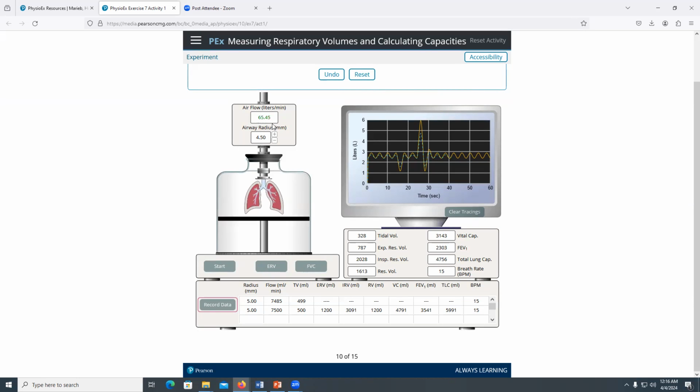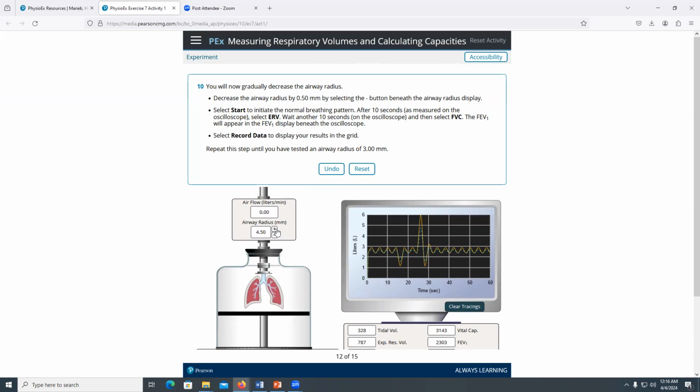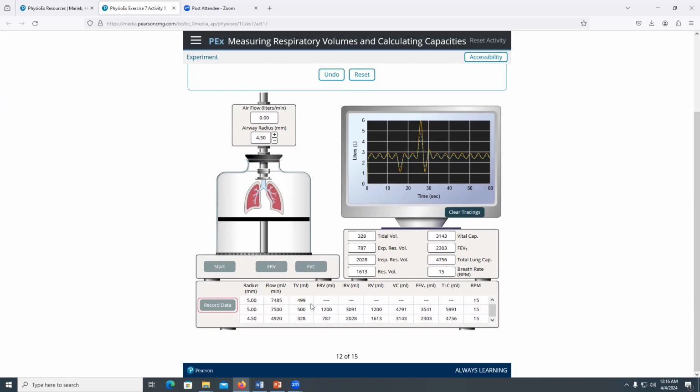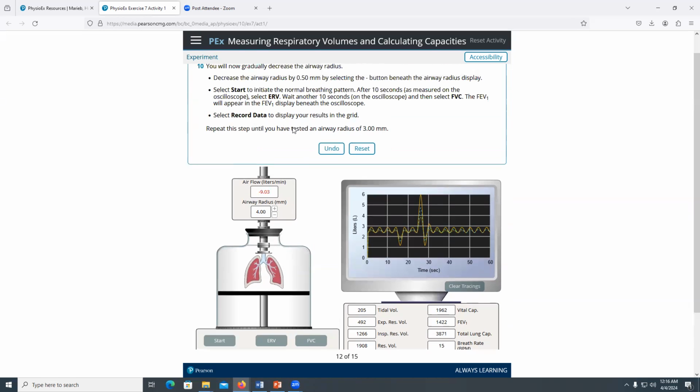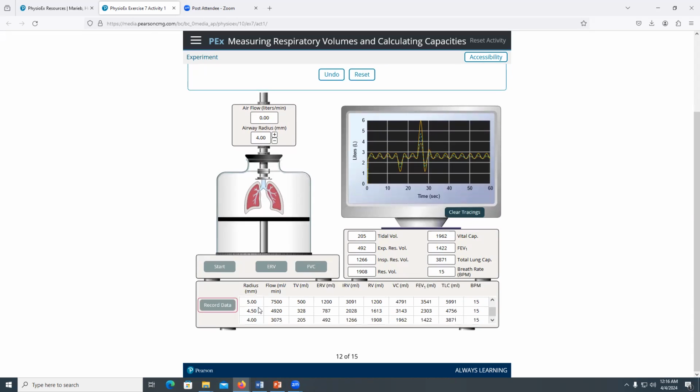So now we're going to measure all of these variables after we have decreased our radius to 4.5. Record data. Now repeat this step until you have tested an airway radius of 3. So we have done 4.5. Let's do 4 now. Start. 10 seconds. Another 10 seconds. And then FVC, and we are done. Let's do it again now. We have to do it until we are at 3 millimeters. Let's record the data for 4.